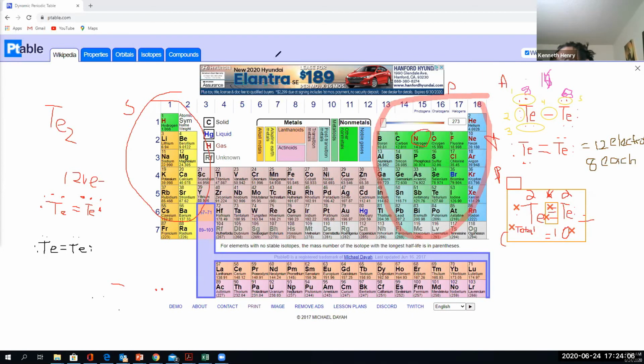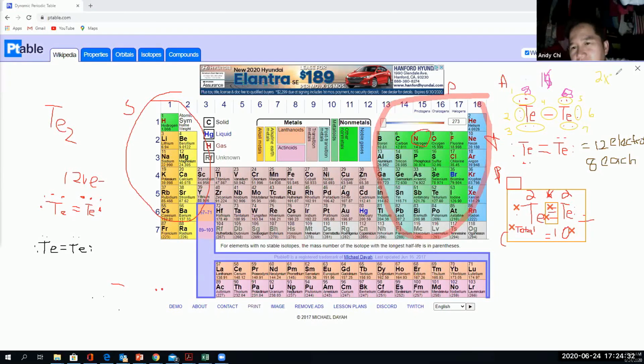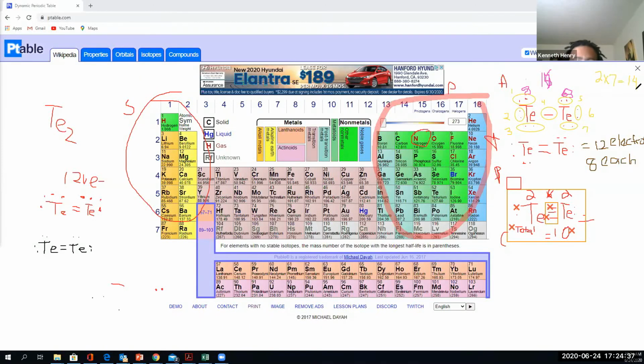Right. My next 2, that's going to be 6. And my last 2, that's going to be 7. Okay. So we have 14, I know 16, right? Is it? 2 times 7 is 14. Okay. And we're supposed to have how many valence electrons around it? 12. We're only supposed to have a total of 12 valence electrons, so 12 VEs, okay?